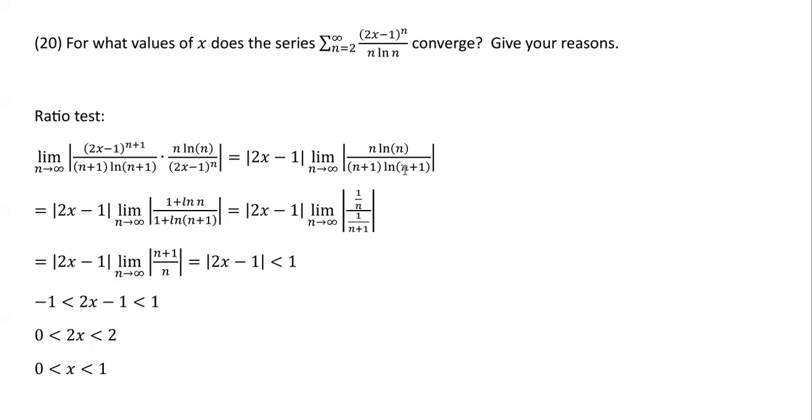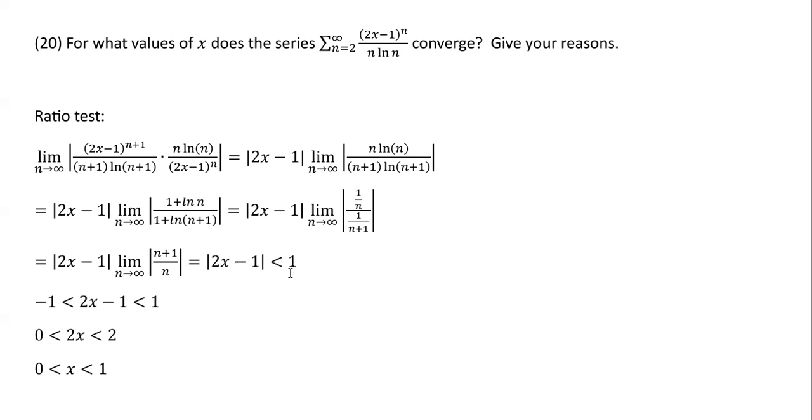Well, we can use L'Hopital's rule. So we would need the product rule on both the top and the bottom. That's what I did right here. And then it's still infinity over infinity, so we can use L'Hopital's rule again. That's what I did right here. Now we start simplifying. We can simplify this complex fraction like this. And if we take the limit as n goes to infinity here, this is just 1. So our limit is the absolute value of 2x minus 1. We set it less than 1 because the ratio test says if it's less than 1, it converges.